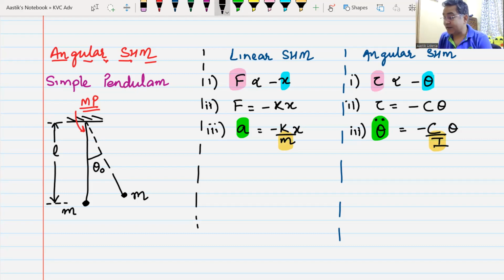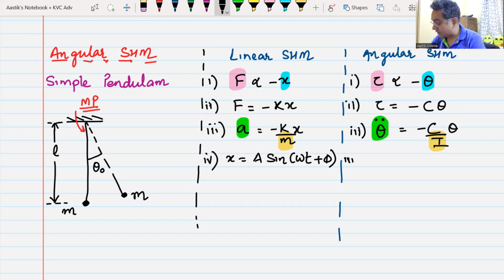Okay, so next one. When we solve the equation of this, I will get the value of x, and x will be written as a sine omega t plus phi, the most general equation. Here I can write the same equation in this form. How will I write the same equation here? Let's not waste time.